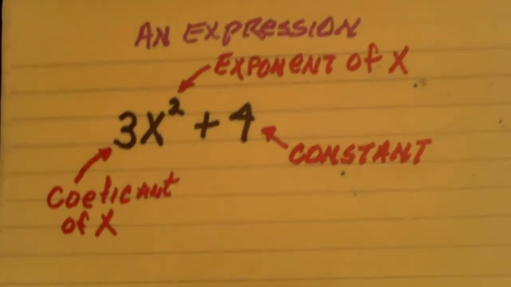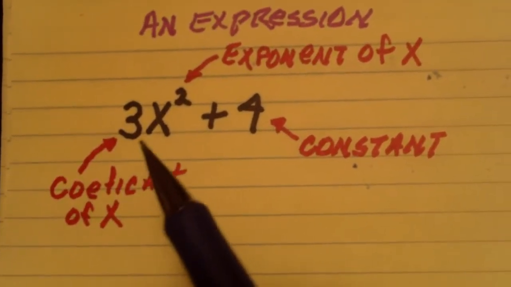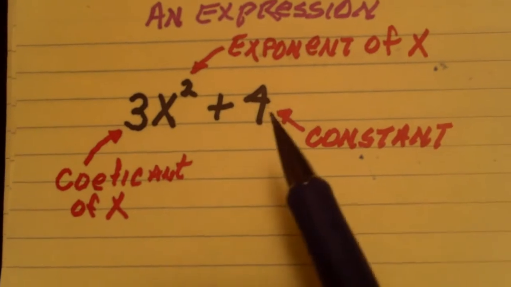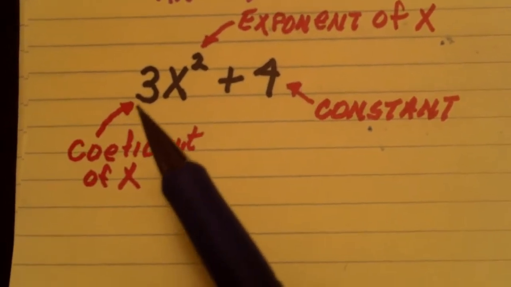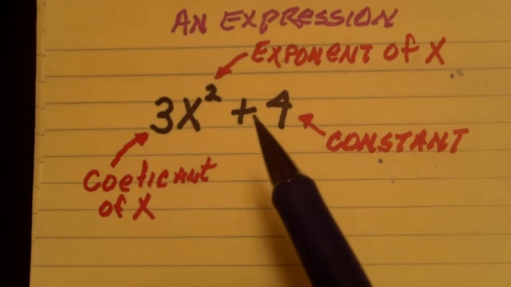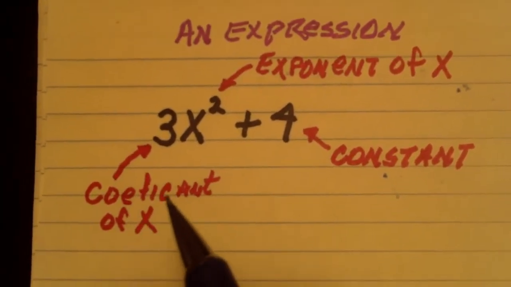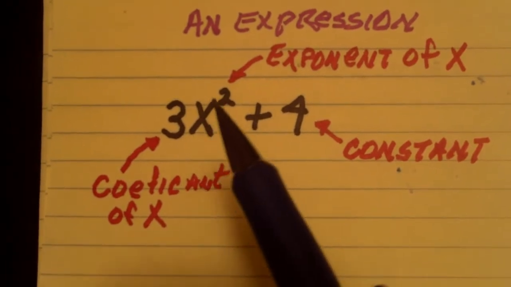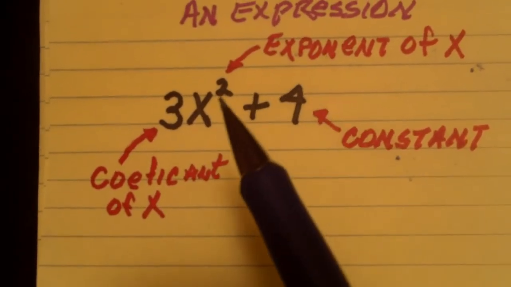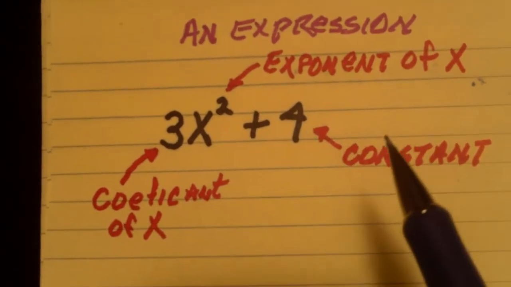Okay, here you have an expression, and the expression is 3x squared plus 4, which means 3 times x multiplied by itself plus 4. The 3 is called the coefficient of x. The 2 is called the exponent of x. And the 4 is called a constant.